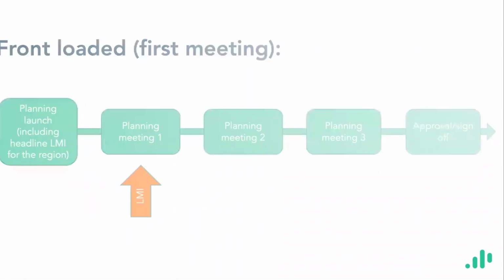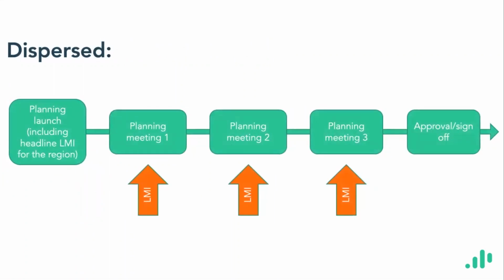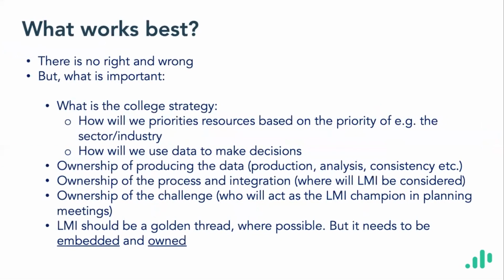And then other colleges, just working through a different example, would have an agenda where they consider LMI at every single planning meeting. Now, clearly not all colleges have 3 planning meetings, but just as an example, from experience, they tend to have between 2 and 3. So what I'm not saying there is that any one of those processes is right, but clearly there are some things which are of importance.